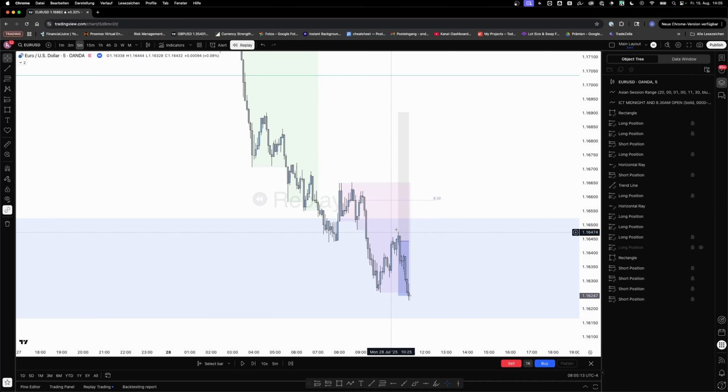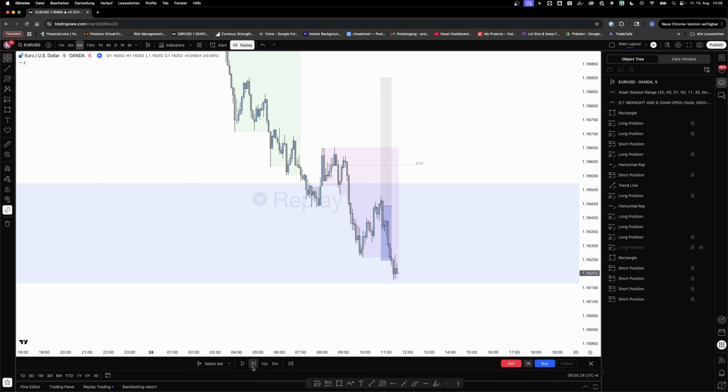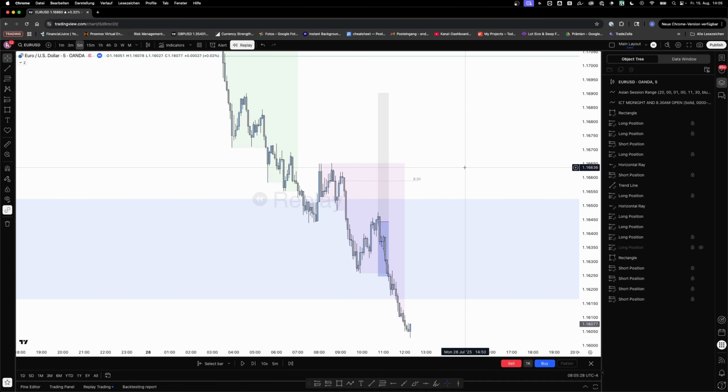And turns out that I was just wrong on this trade. Just mitigated the fair value gap here, did the little almost retest of this low, and just checked out completely. So I was just wrong. And that's okay. The day just continued completely bearish. So I was just wrong on the bias.